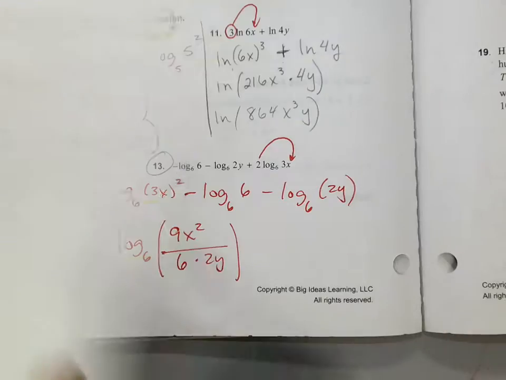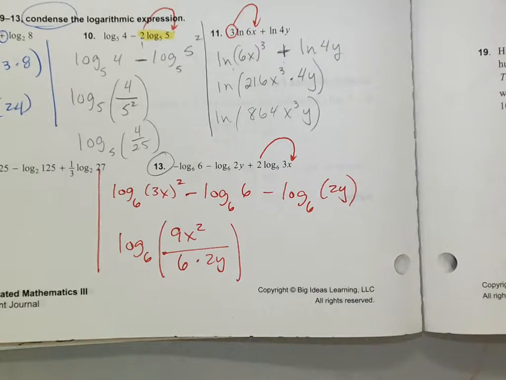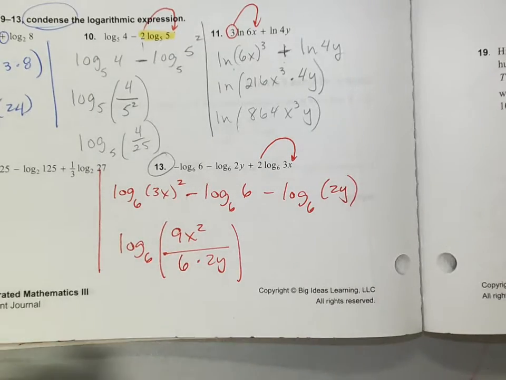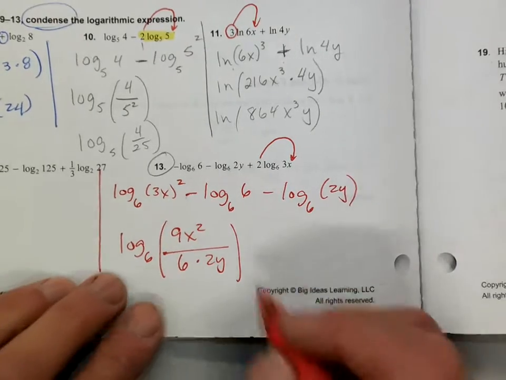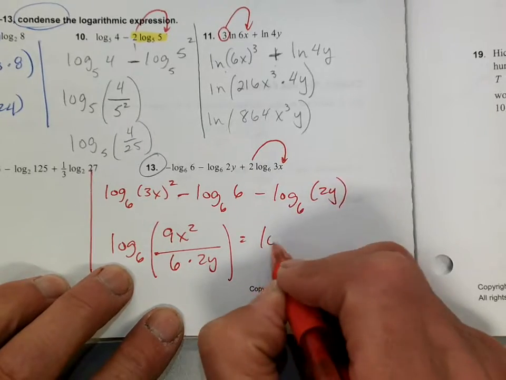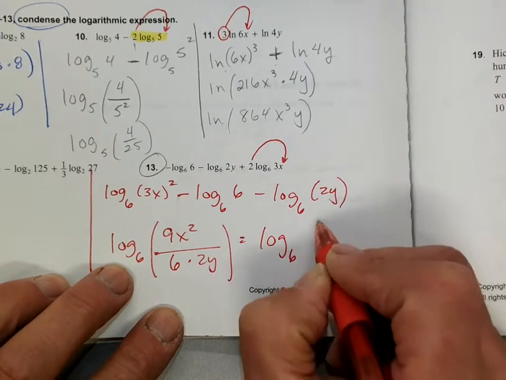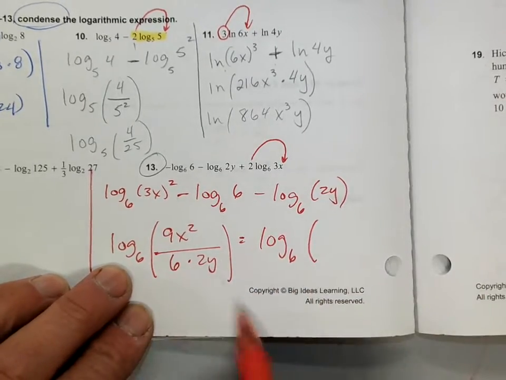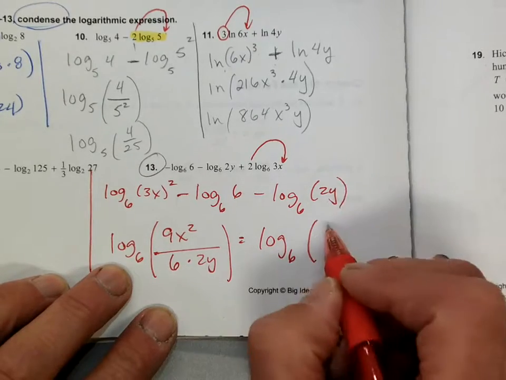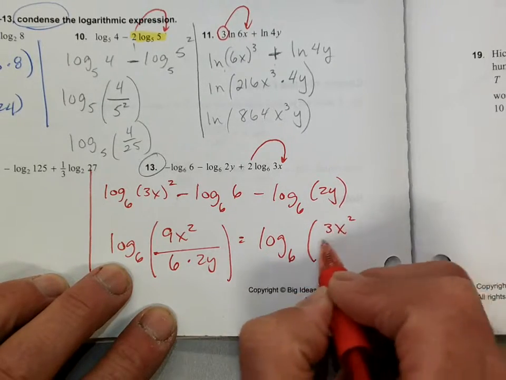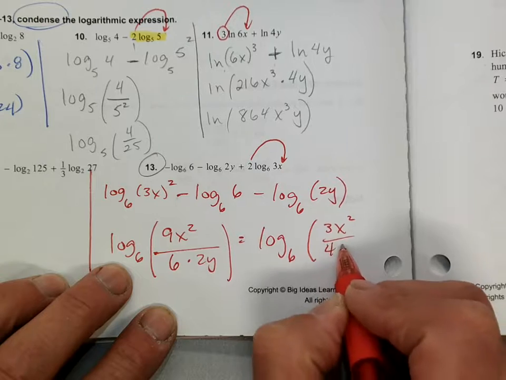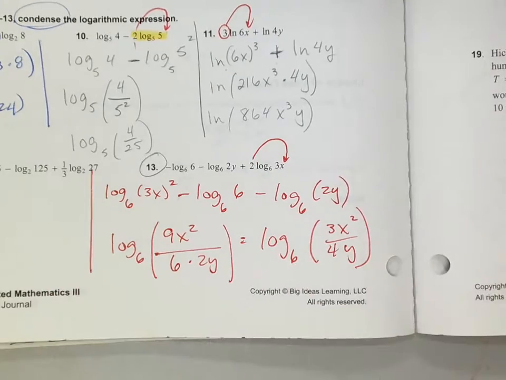And are you just going to leave it like that, or are you going to simplify it? Let's simplify it. 9/12, what's 9/12 reduced to? 3/4? Yeah. So log base 6 of, this is 9/12, you guys, which reduces to 3/4, so 3x squared over 4y.